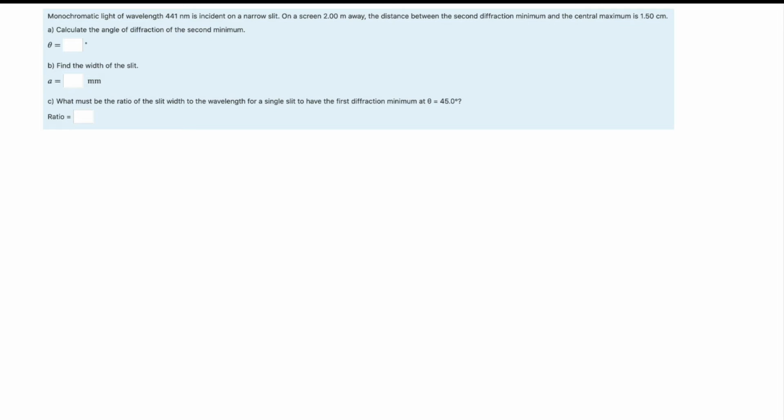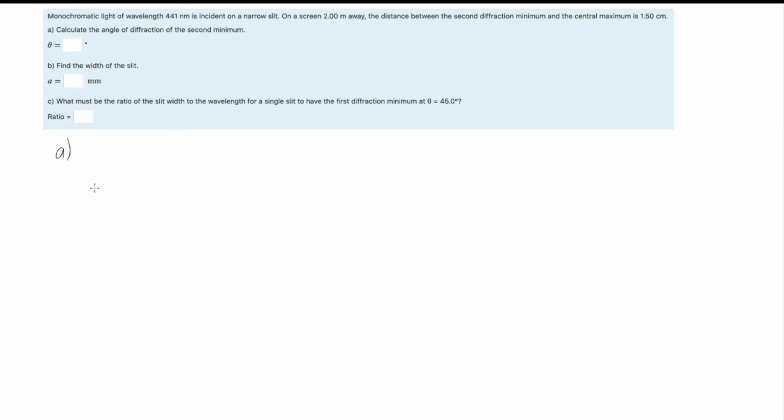Okay, so for this question, we have monochromatic light of wavelength 441 nanometers, which is incident onto a narrow slit. On a screen 2 meters away, the distance between the second diffraction minimum and the central maximum is 1.5 centimeters. Calculate the angle of diffraction of the second minimum.